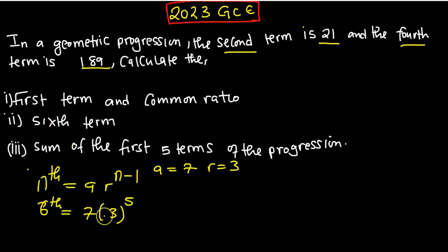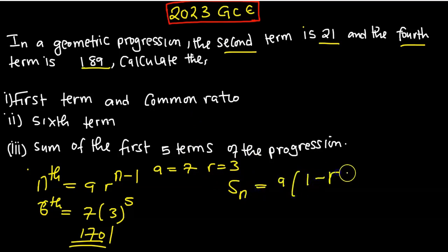Okay, so here don't multiply. 3 to the power 5 is what? This one is giving me 243. So 243 multiplied by 7 is giving me 1701. So this is the 6th term. This is what we're able to find as the term. Okay. Then the sum of the 5 terms of the progression. So now look at r is greater than 1. So we're going to use this sum equal to a, 1 minus r. No, not this one. r^n minus 1.